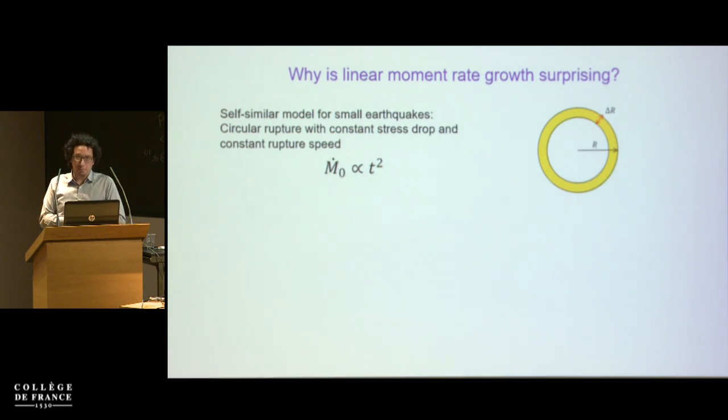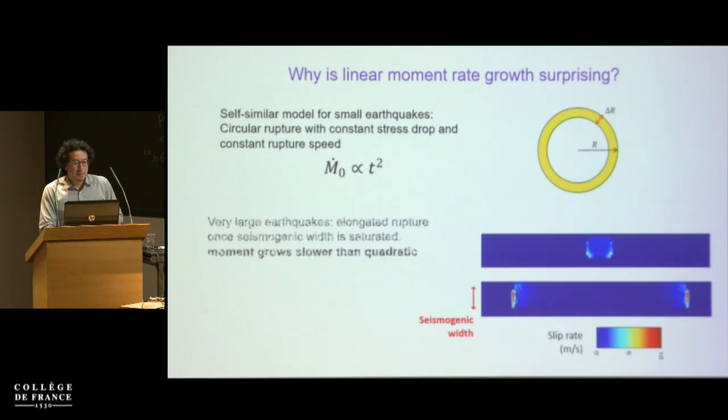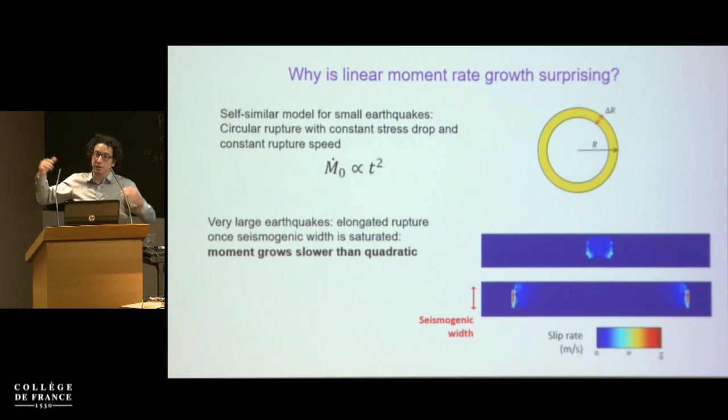If the stress drop is constant, and the rupture speed is also constant, these sorts of models predict that the moment rate function should start as t squared. And what we see is just t. Now, what happens when an earthquake becomes very, very large?